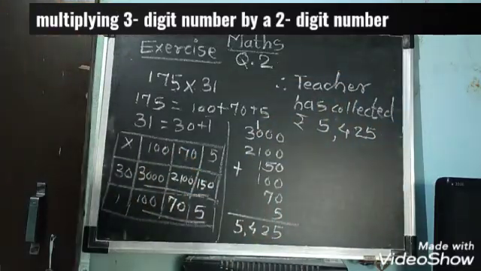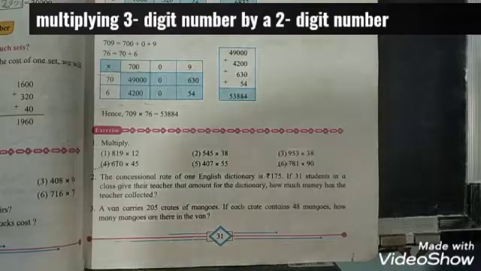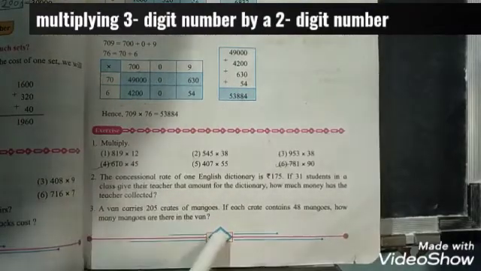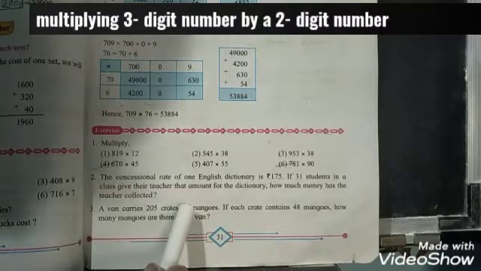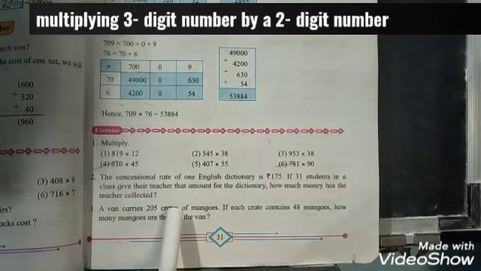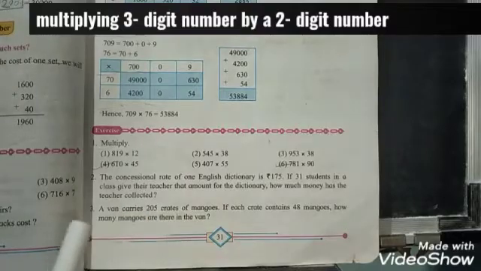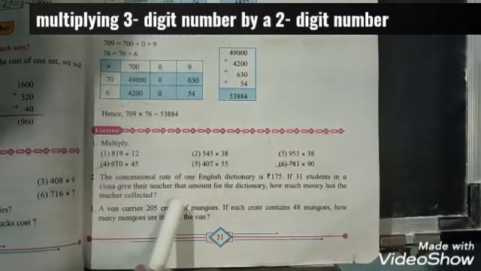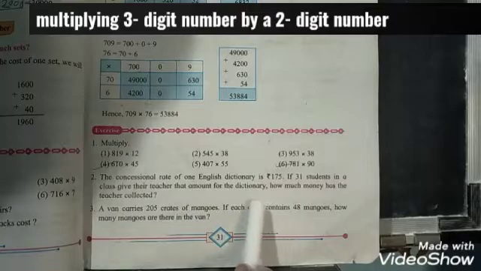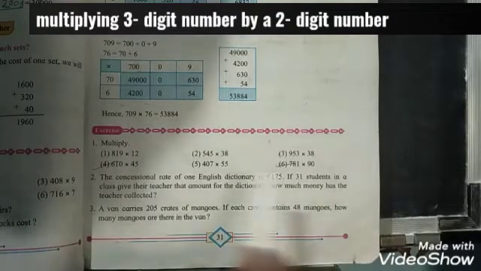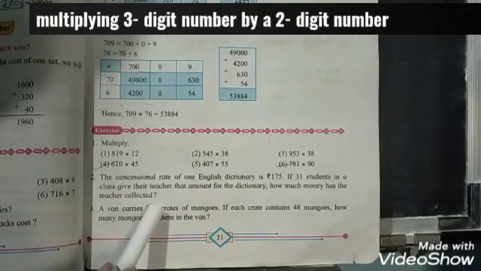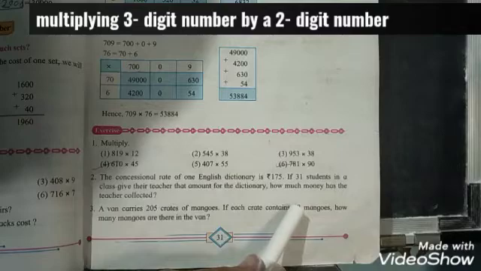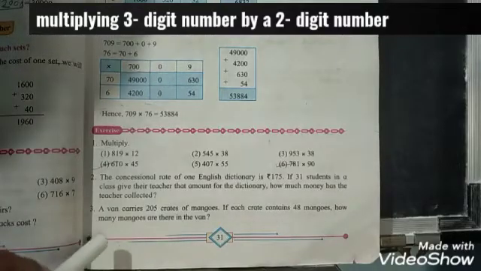5,425. We will see the third example. Example number 3 from the same page, number 31. A van carries 205 crates of mangoes. Crates means the container which farmers are using to put potatoes, tomatoes or mangoes. If each crate contains 48 mangoes, how many mangoes are there in a van? In a van, the total number of crates is 205. And in one crate there are 48 mangoes. So by multiplication we can find the total number of mangoes in the van.